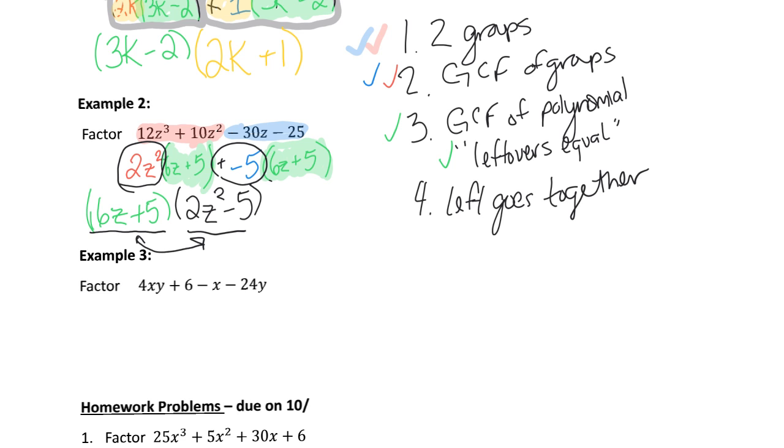So again, we break it into 2 groups, the first 2, the last 2. Once you break it into groups, you find the GCF of them, and that's how I got 2z squared and the -5. And then once you take out that GCF, you should have the same thing left in the parentheses. And I did. I had 6z + 5. And now that's technically our GCF of our polynomial, so we take that out. And our leftovers, those original GCFs, get put into their own parentheses. Okay?